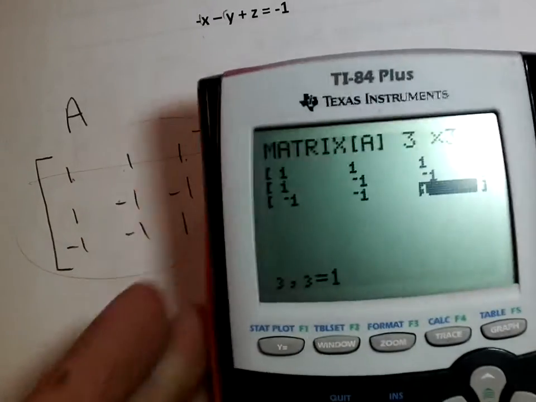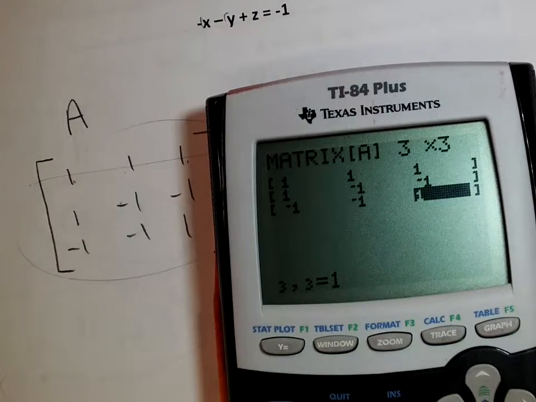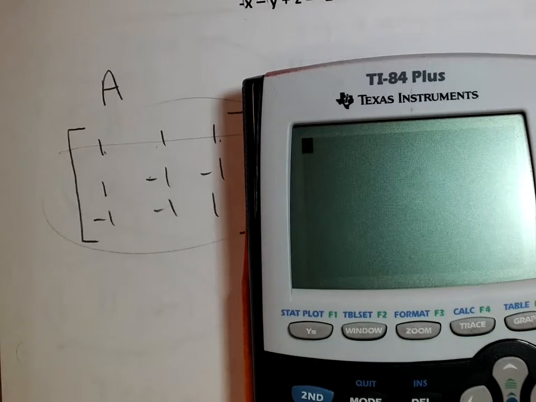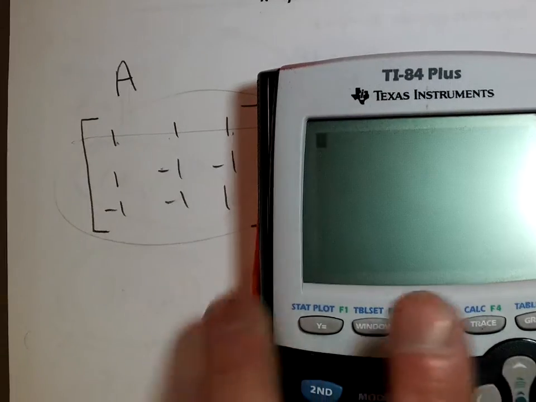Now, it's important you hear this next part. Don't push clear, because you don't want to clear any numbers. You want to push quit. Don't push clear, push quit. So if I go second, quit, okay? Now you've got a blank screen, but inside my calculator are those numbers. Quit is in blue, yeah. So I went quit.